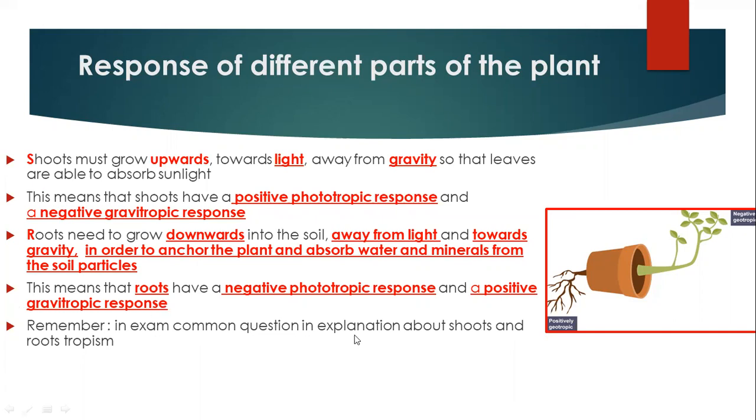Remember, in the exam a common question is the explanation about shoots: shoots are going up toward light because they need to absorb the energy from sunlight to help the photosynthesis of the plant, and the roots are going down to anchor the plant in the soil and to absorb water and minerals from the soil.